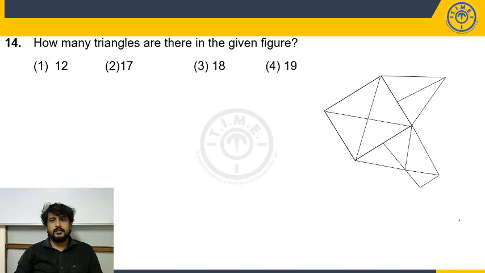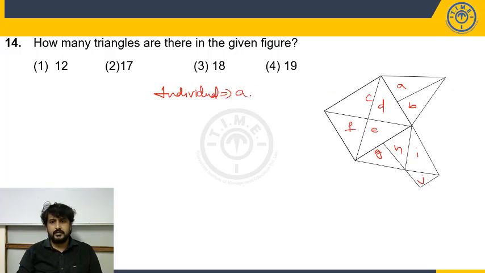How many triangles are there in the given figure? Let us represent the given areas with the alphabets A, B, C, D, E, F, G, H, I, J. It's a simple way to answer the questions. How many triangles are there in the figures? Let us first identify the individual triangles. Individual. Combination of only one.